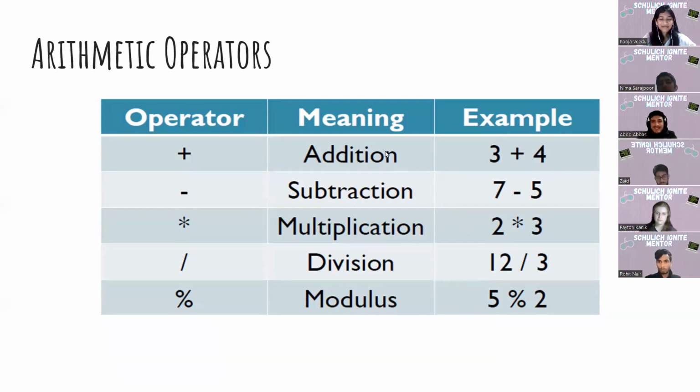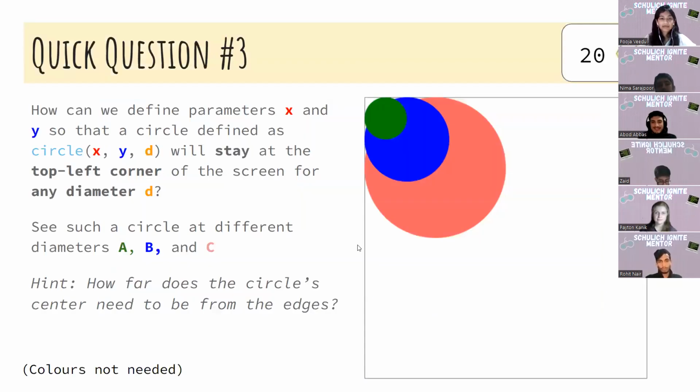But these 4 arithmetic operations, addition, subtraction, multiplication, and division, are really common, and most programming languages understand them, right? So if you say 3 plus 4, the computer understands it is 7. So now we want to provide some sort of variable to make sure that if we change, for example, d, the diameter, then the circles always touch the top and the left. So how can we do that?